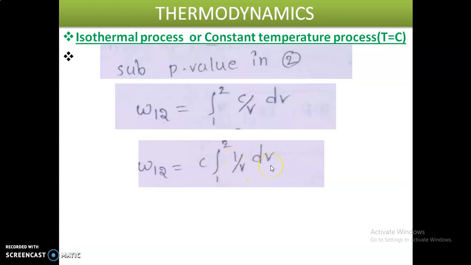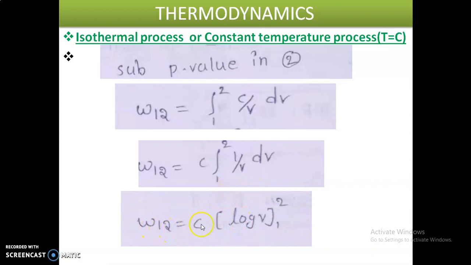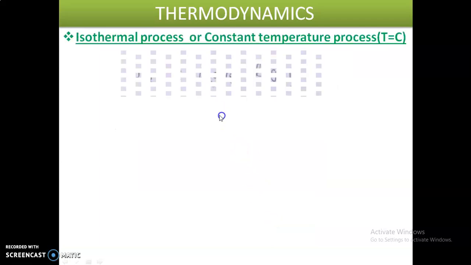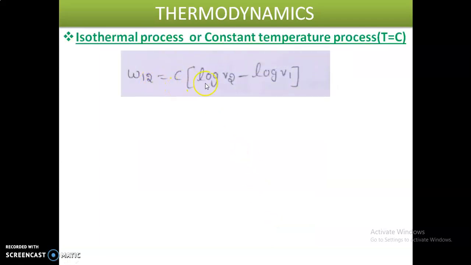The integration of 1 by x dx is nothing but log x. We know that. Similarly, the integration of 1 by V dV is nothing but log V, from 1 to 2 for the process. So if we apply the upper limit minus the lower limit, W 1-2 is equal to C into log V2 minus log V1.